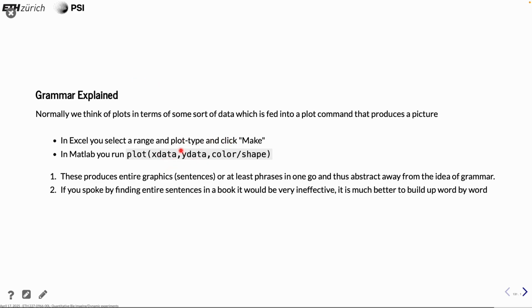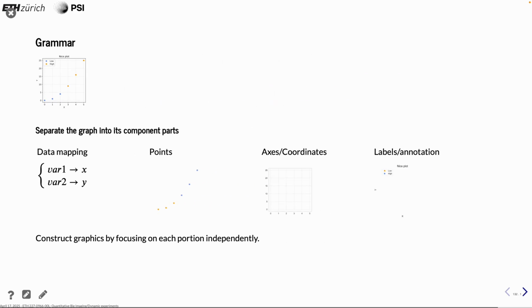As an example, in some software you just do plot, and then you get the out-of-the-box result. What you can do instead is think about the different components in different steps. So you have the data where you map some variables. You have points. Now I'm not talking about the data points, but the glyphs producing these points. Then you need to add axes and coordinates.